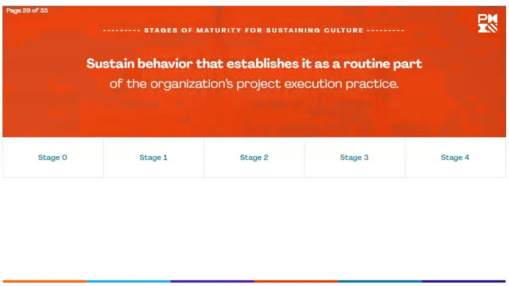The sustaining culture diagram shows the various stages associated with how IM is implemented in organizations or on projects to sustain behavior that establishes it as a routine part of the organization's project execution practice. Click each stage to learn more.